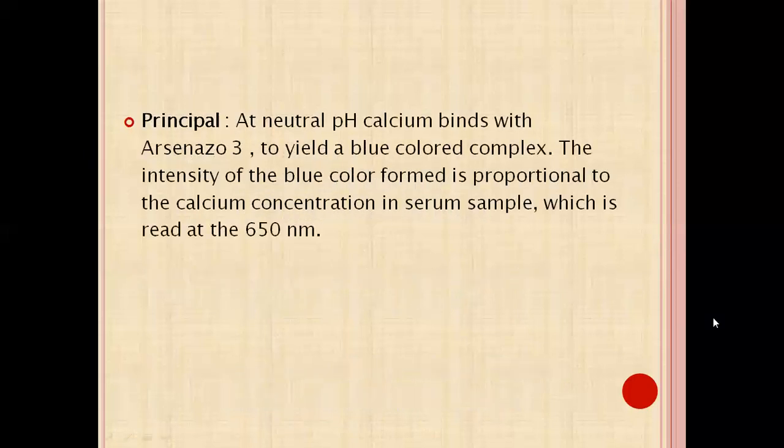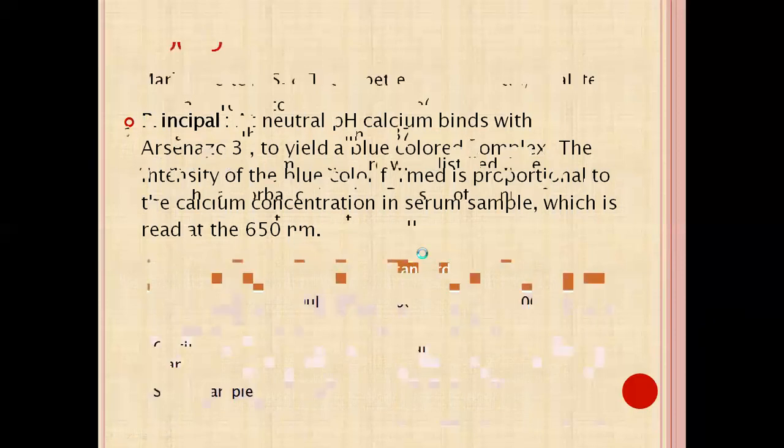Principle. At neutral pH, calcium binds with Arsenazo III and gives a blue colored complex. The intensity of the blue color formed is proportional to the calcium concentration in the serum sample, and it is measured at 650 nanometer. So you have to remember that calcium reacts with Arsenazo III and gives a blue colored complex, and this is measured at 650 nanometer.